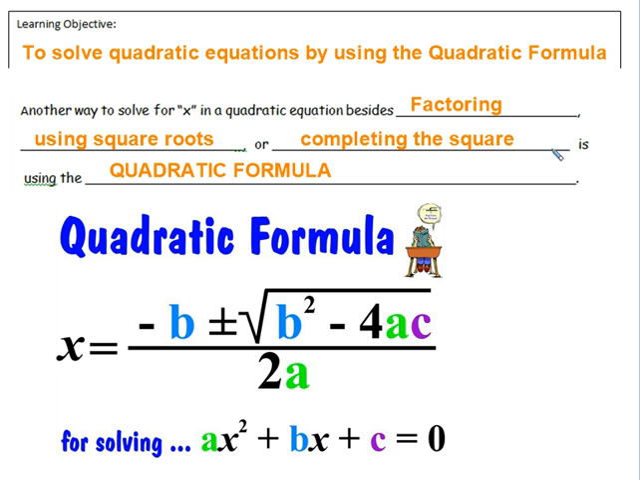So in this lesson, 10.4, we're going to talk about the fourth and final way we can solve quadratic equations. We've already talked about factoring, and we talked about using square roots. The last lesson we did completing the square, and the fourth and final way we're going to talk about is what's called the quadratic formula.